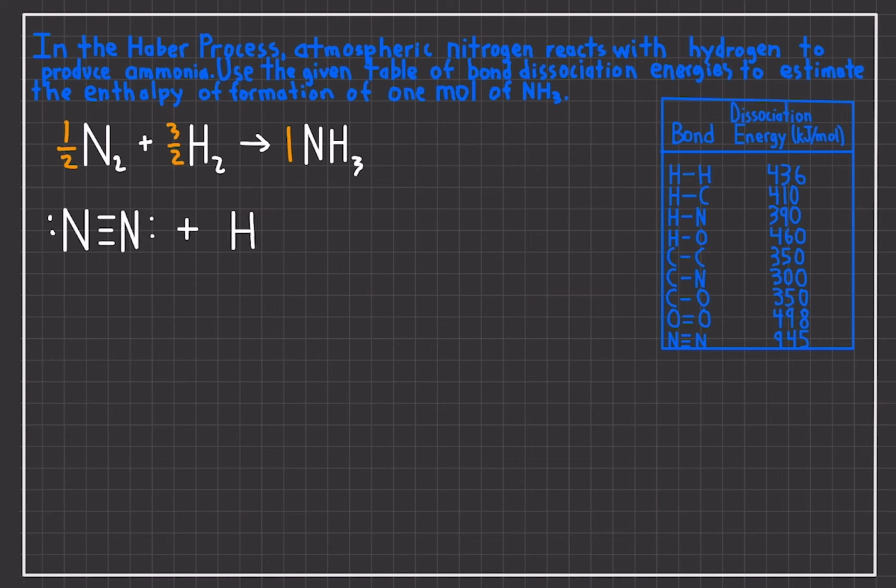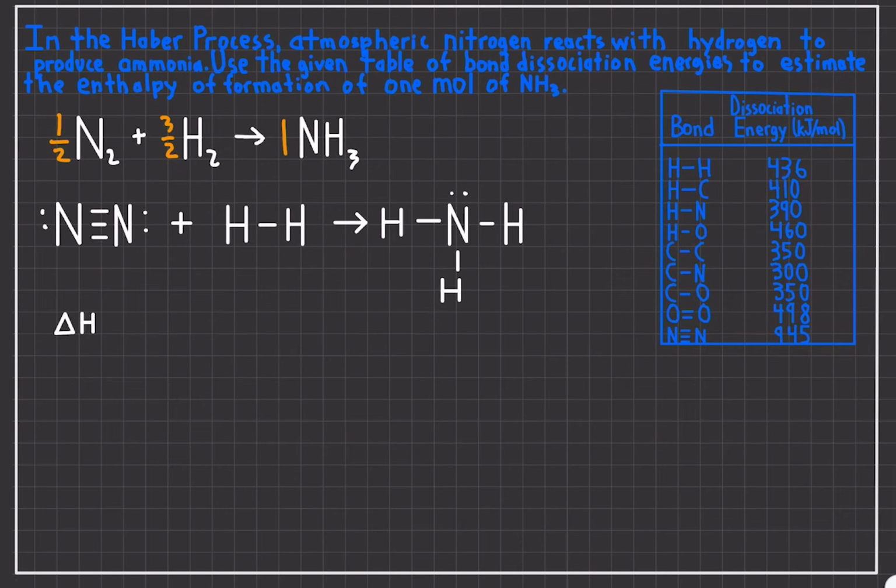Normally, you would balance this equation by having 1 mole of nitrogen react with 3 moles of hydrogen to produce 2 moles of ammonia. But since the question asks for the enthalpy of formation of 1 mole of ammonia, we have to cut all of our coefficients in half to give us a coefficient of 1 for ammonia. This gives us half a mole of nitrogen reacting with 3/2 moles of hydrogen to produce 1 mole of ammonia.